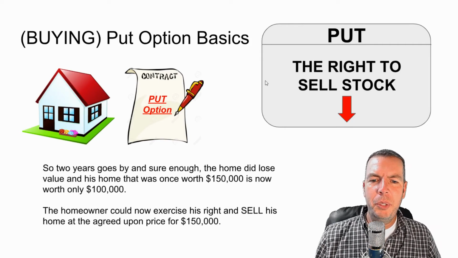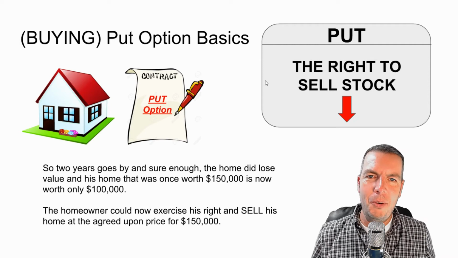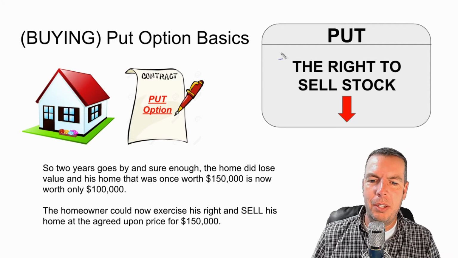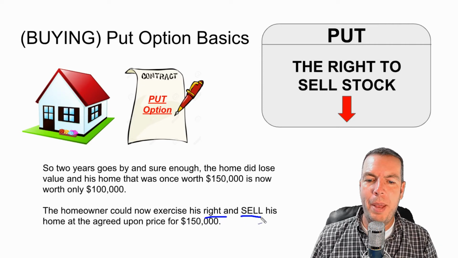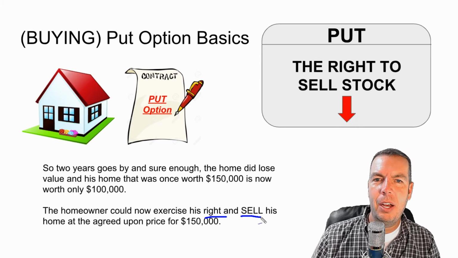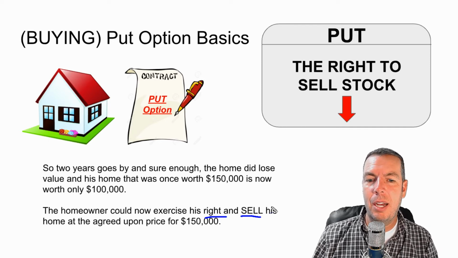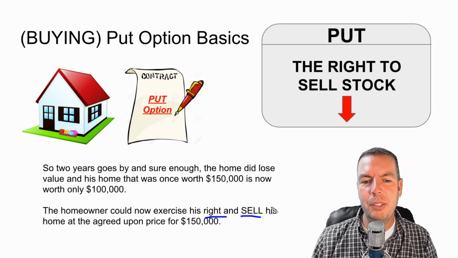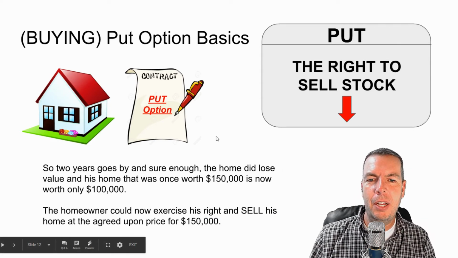All right, so 2 years goes by, and sure enough, the home did lose value, and his home that was once worth $150,000 is now only worth $100,000. So the homeowner could now exercise his right to sell his home at an agreed upon price of $150,000. Remember, he bought a put, and that gave him the right to sell stock, or in this case, the right to sell his home at the agreed upon price of $150,000.